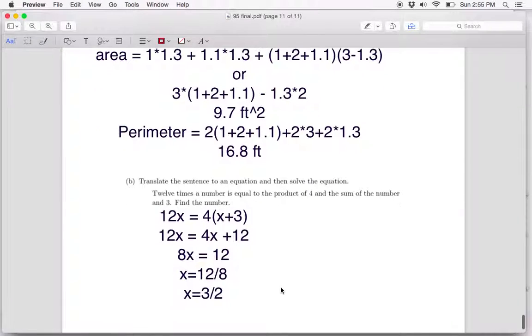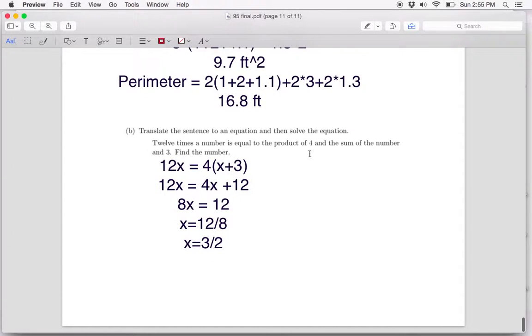Okay. And actually, lastly, sorry, it's just rewriting the sentence and solving. So 12 times a number that I don't know is equal to, well, that's easy enough, the product of two things, 4 and, okay, so 4 times the sum. So I'm going to put parentheses, 4 times the sum, the number, which I used x for, and 3. And then we can see how we distribute that. Subtract 4x on both sides, we get 8x, and then I divide by 8, I get 12/8, and I reduce that to 3/2.